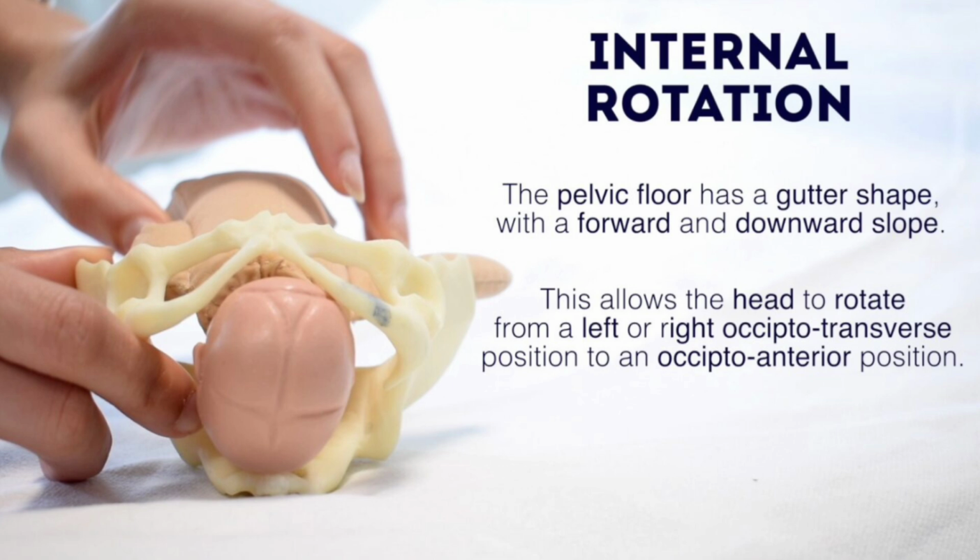Now we can see the fetal vertex visible at the vulva. Here the second stage of labor is starting. This is all happening in the fourth mechanism, that is the internal rotation of the head.